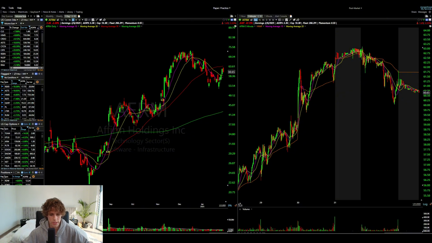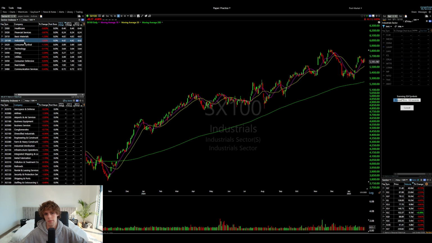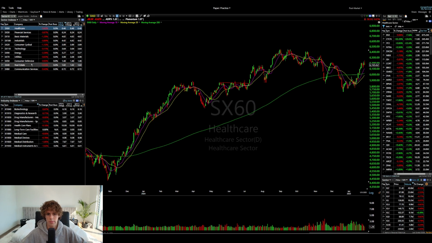All right, so when it comes to trading stocks, there's going to be a lot of stocks. There's like 7,000 or something. So how are we going to filter that out? Well, what we want to pay attention to first is the strongest sectors. So right here on the left, you can see these are the sectors. This is healthcare, financial services, and so on. I'm not going to read all of these to you. But this basically breaks them down into categories.